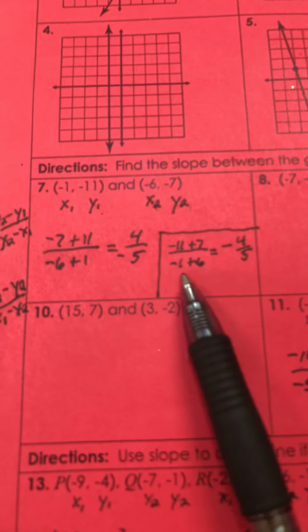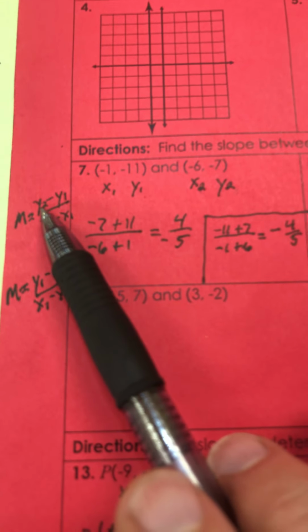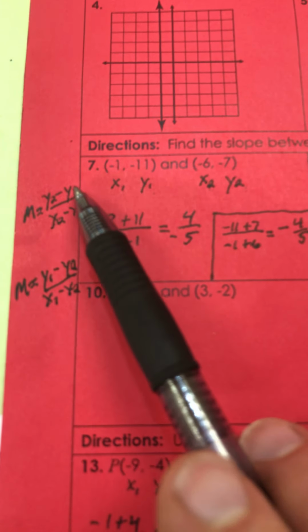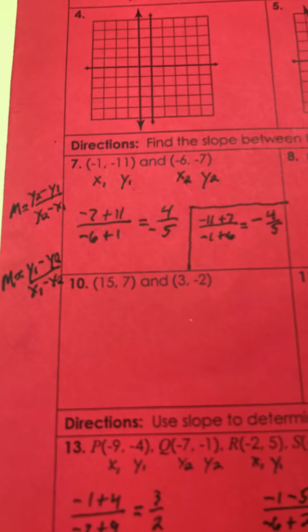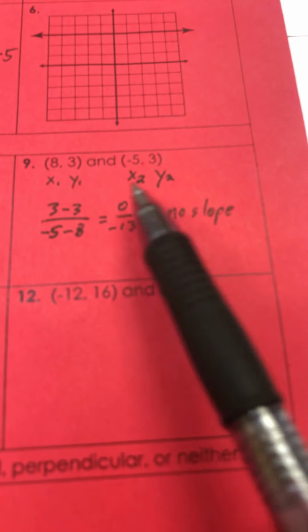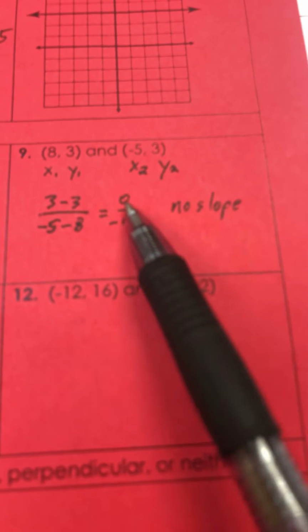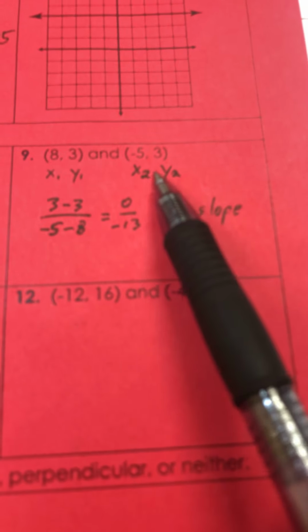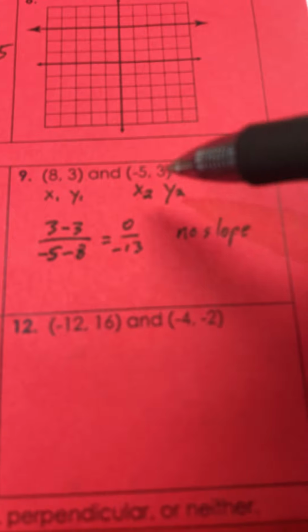So you could do it either way, as long as you keep your order straight. For number 9, I went ahead and just kept it y2 minus y1 and x2 minus x1, and I end up getting no slope. On this one, it's 0 over negative 13. It's no slope because it's going to be a flat horizontal line.